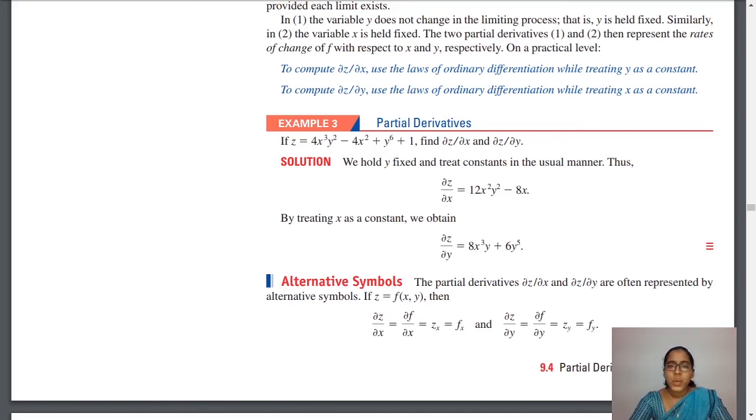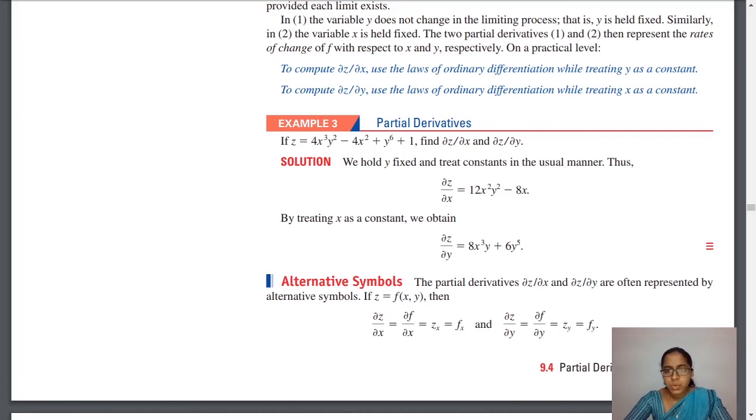Now we have to find dou z by dou y. While calculating the partial derivative of z with respect to y, we'll keep x as a constant. So z is equal to 4x cube, this whole term will be treated as a constant. And what is the derivative of y square? It is 2y. So it will be 8x cube y. And 4x square is a constant. Derivative of a constant is 0. Then the derivative of y raised to 6 will be 6 into y raised to 5. Derivative of 1 is 0. So dou z by dou y is 8x cube y plus 6y raised to 5.